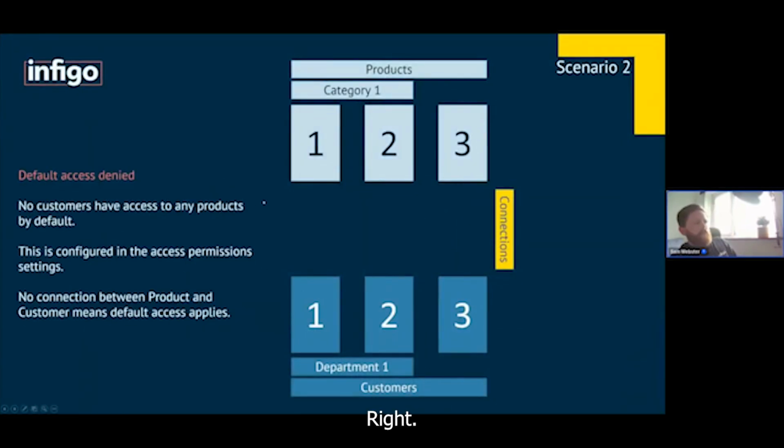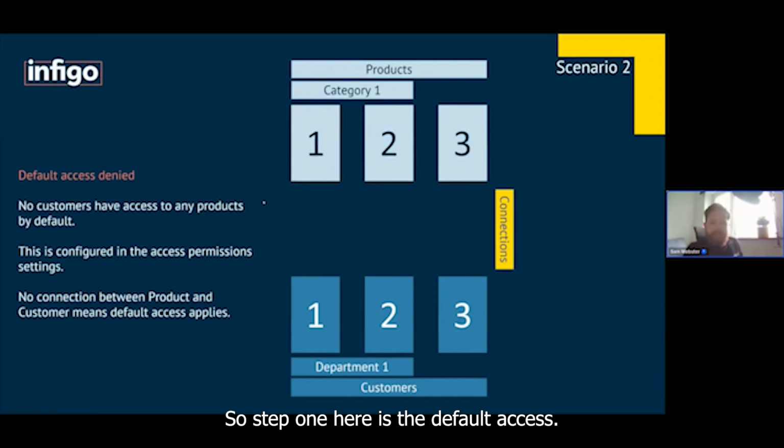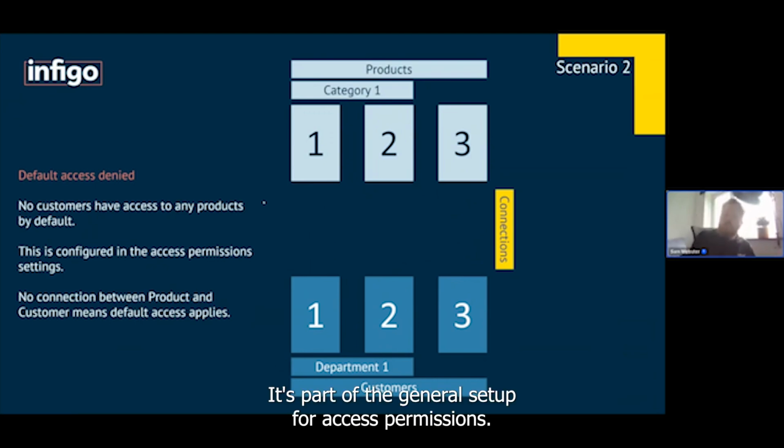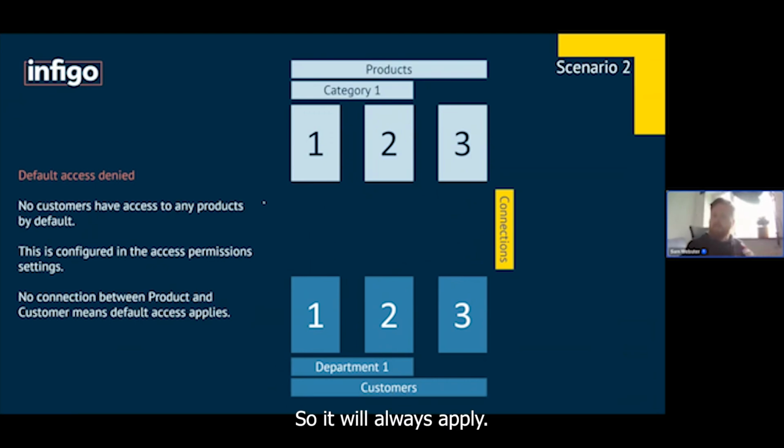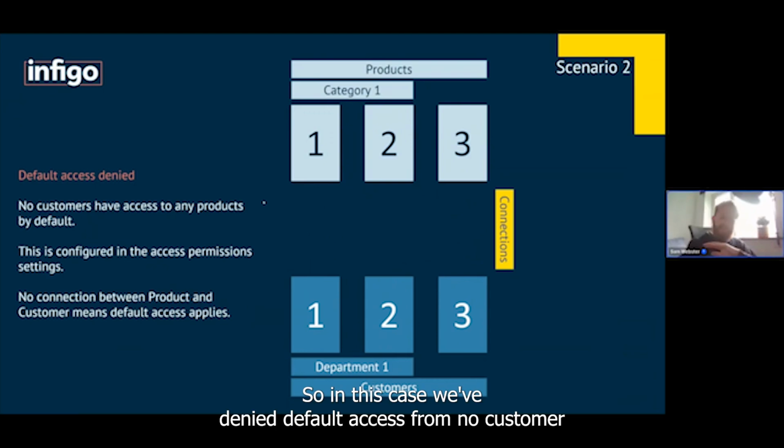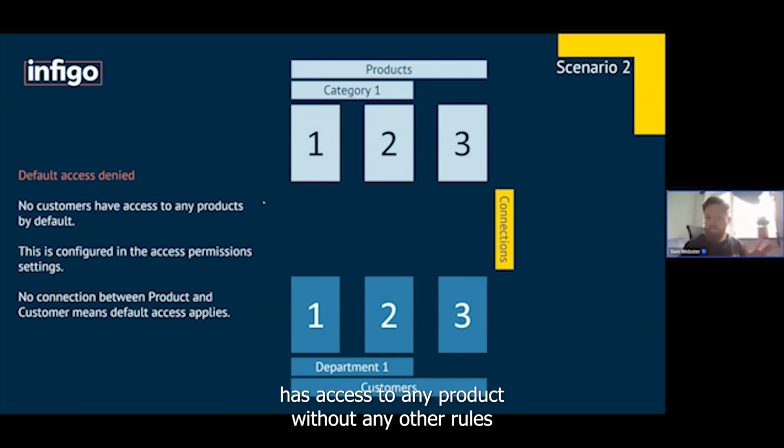Right. So step 1 here is the default access. So again, the default access is part of the general setup for access permissions. So it will always apply. So in this case, we've denied default access. So no customer has access to any product without any other rules being applied.